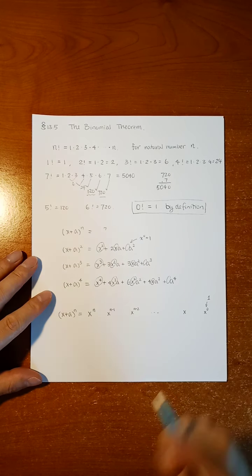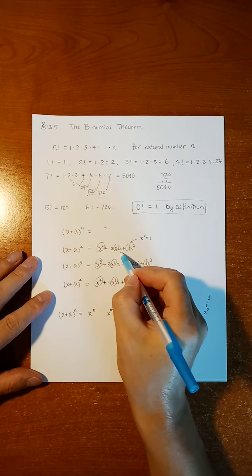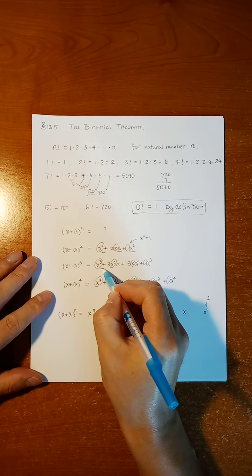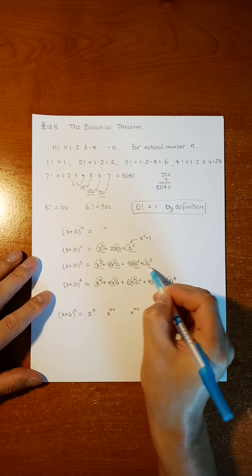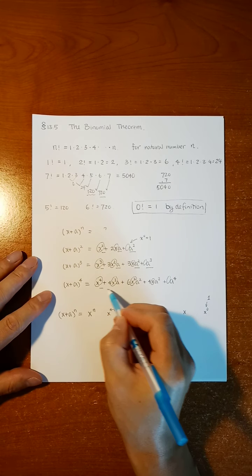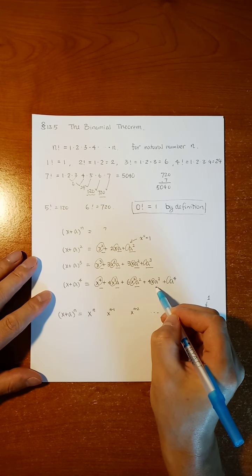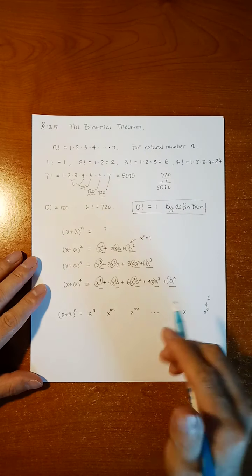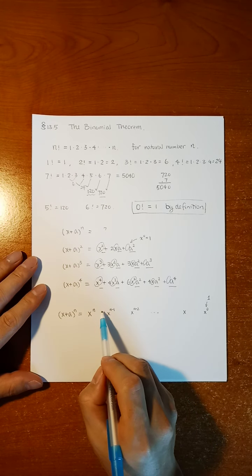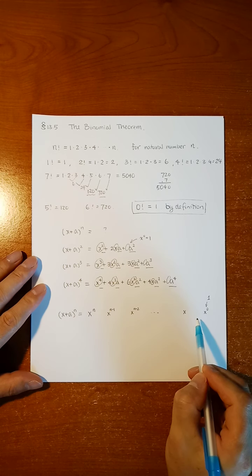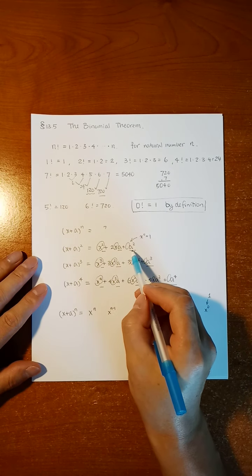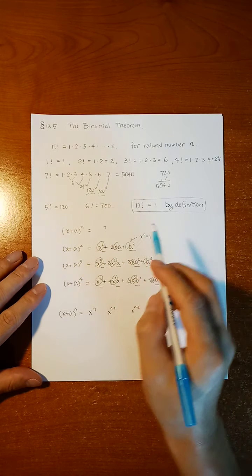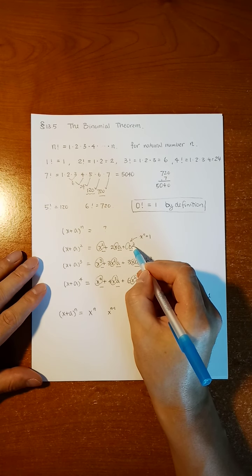Okay? Now let's check the a part. A part here, no a squared. No a squared, a cubed. No a squared, a cubed, a to 4th power. Okay? So you see here the power of x is decreasing, and the power of a is increasing. And also, you see, here is x to 0th power, a squared.